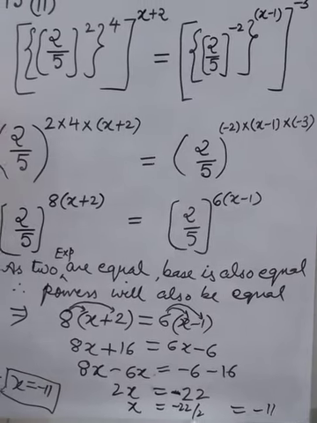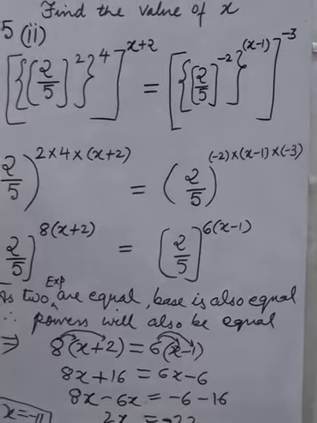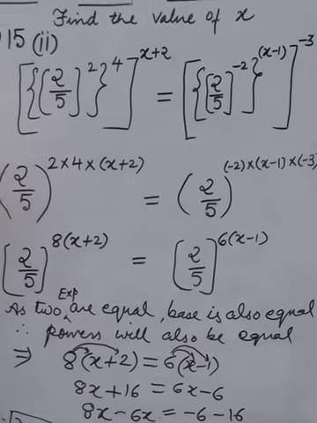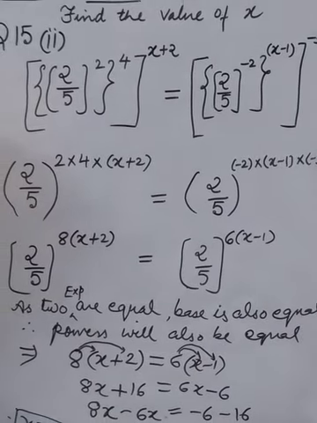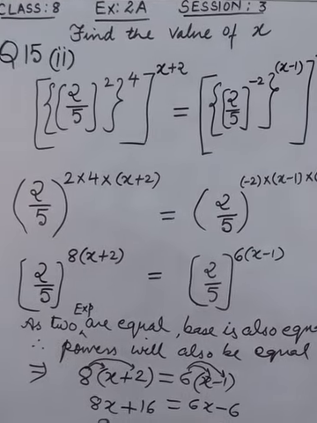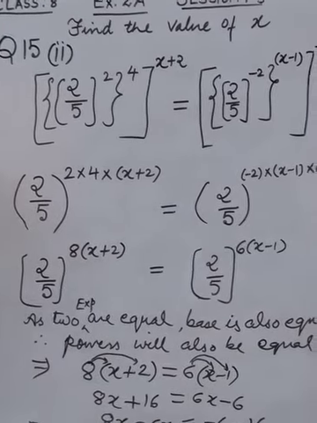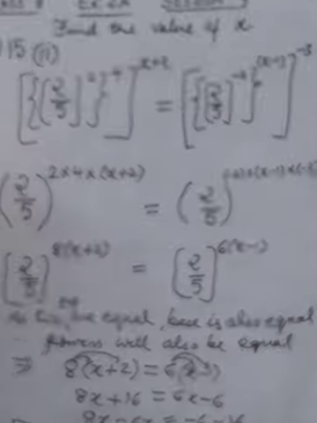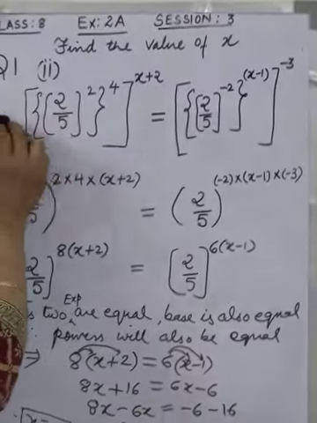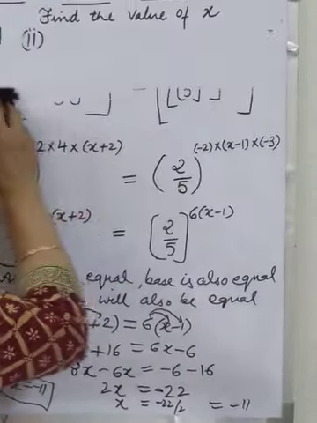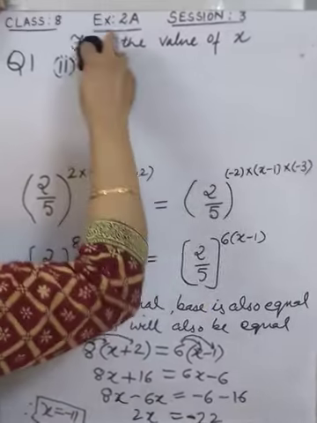Hope you have understood how to find the value of x when the base is same and the two expressions are equal. You have to do the first part on your own. If you have difficulty, you can send a message to me. Again, question number 16 has two parts. I'll do the second bit for you. In question number 16, what does the question line say? Simplify. So we need to just simplify the given expression.